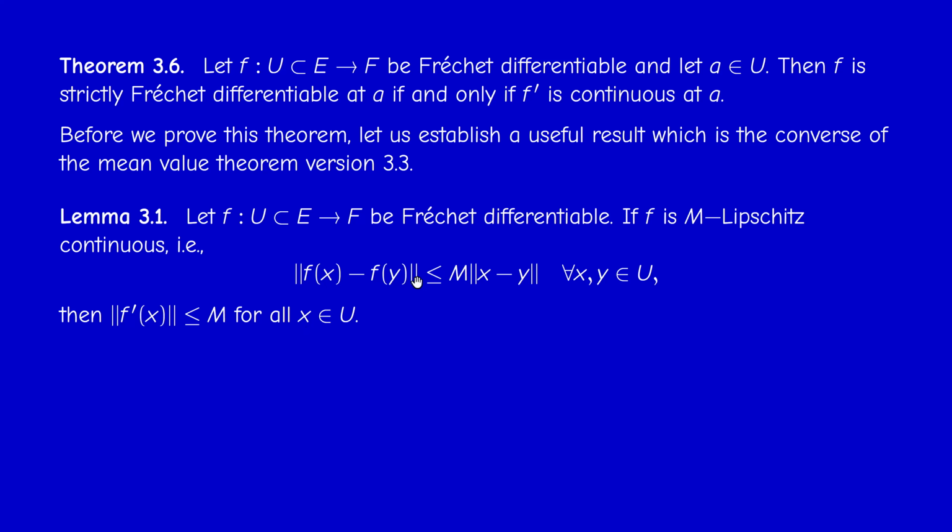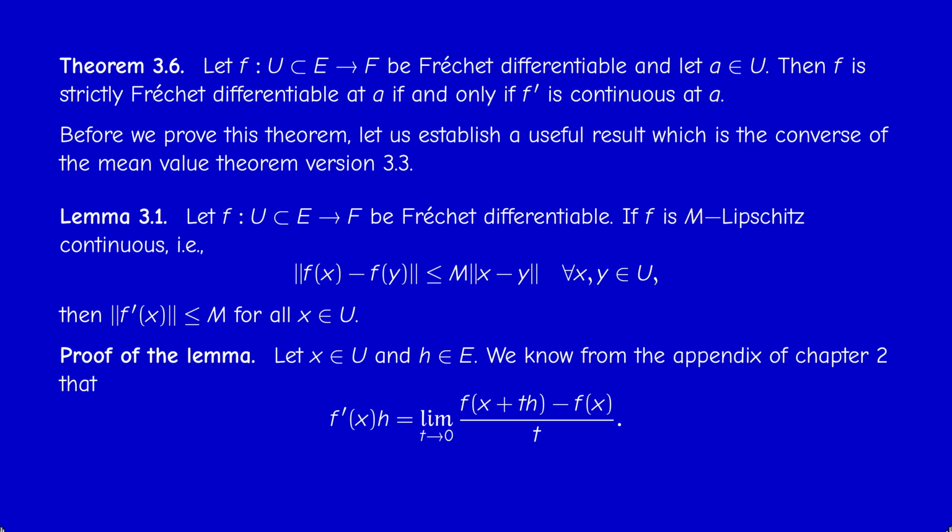So this is the idea actually, but for general maps between normed spaces, we have to be a little bit more accurate. So we take an arbitrary point x in U, and we pick an arbitrary element h in the source space E. We know from the appendix of section 2.1, when we talked about the Gâteaux derivative, that when f is Fréchet differentiable, then its Fréchet derivative in the direction h coincides with the Gâteaux derivative in the direction h.